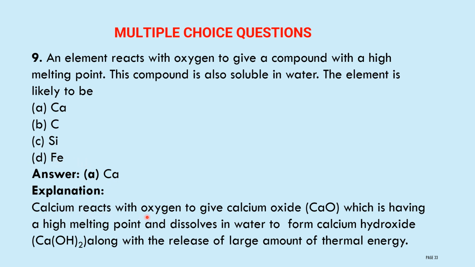Calcium reacts with oxygen to give calcium oxide, which has a high melting point and dissolves in water to form calcium hydroxide along with the release of a large amount of thermal energy. Therefore, the correct answer is that calcium is the element that reacts with oxygen to give a compound with a high melting point, which is also soluble in water. The element is calcium.